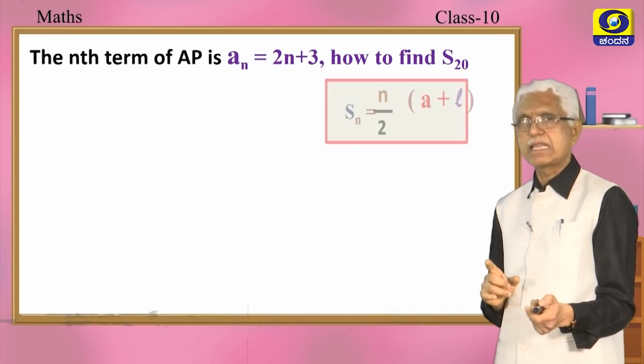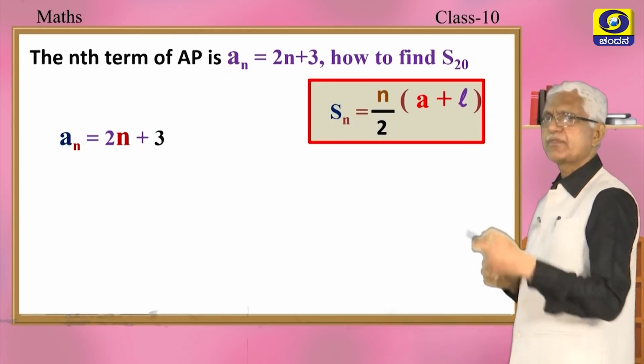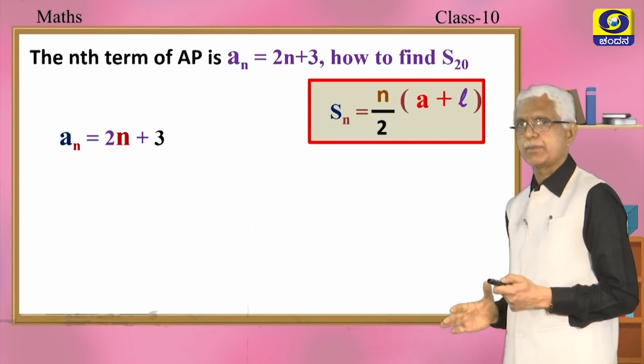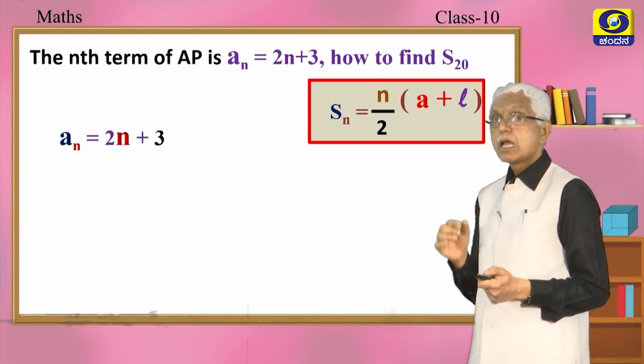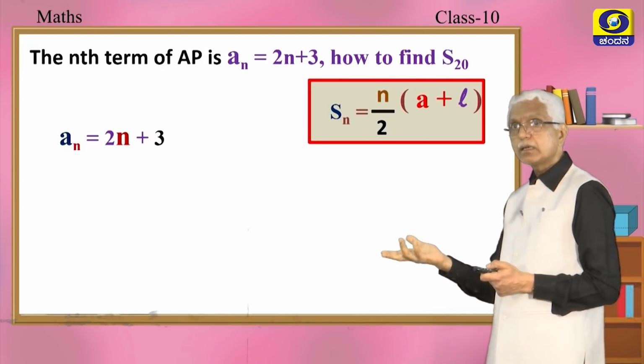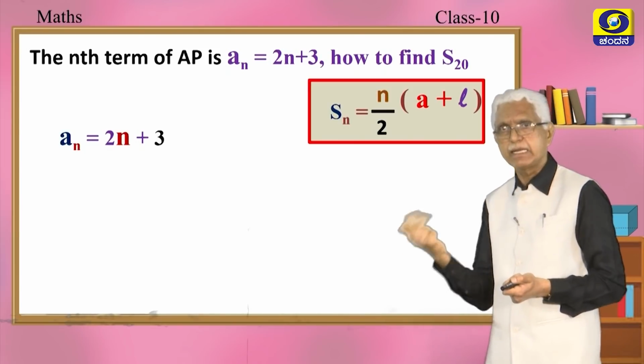The nth term is what they have given you, correct? Say I want to use the formula n by 2 into a plus l. Let us see what happens. If you want to use this formula, do you know n? You know it. What is it? 20, because you want to find the sum of 20 terms. So n is 20.